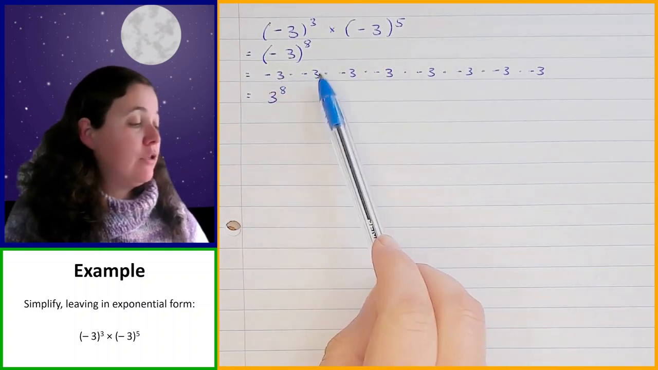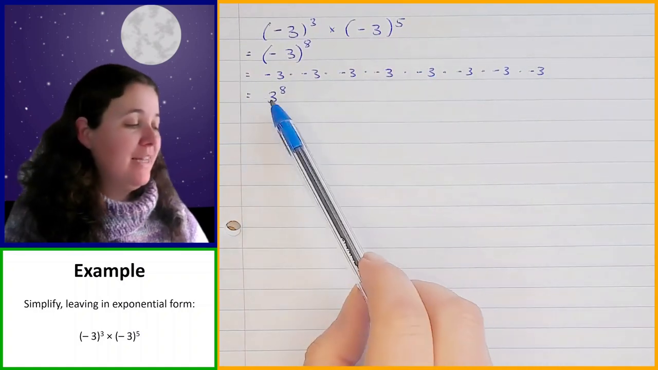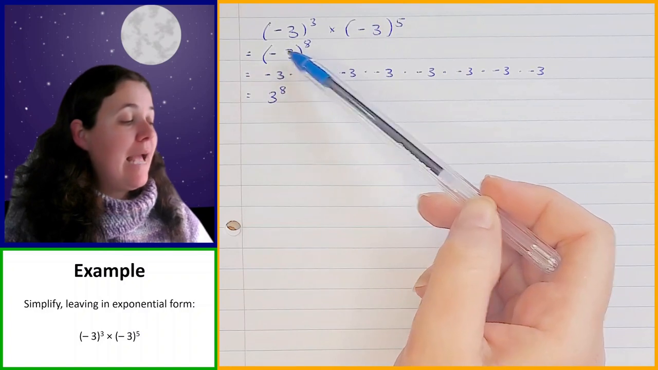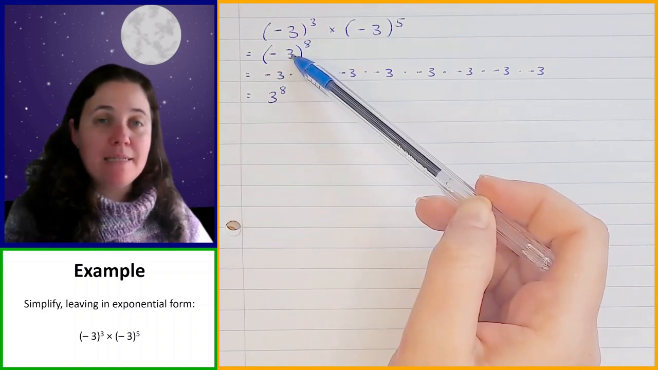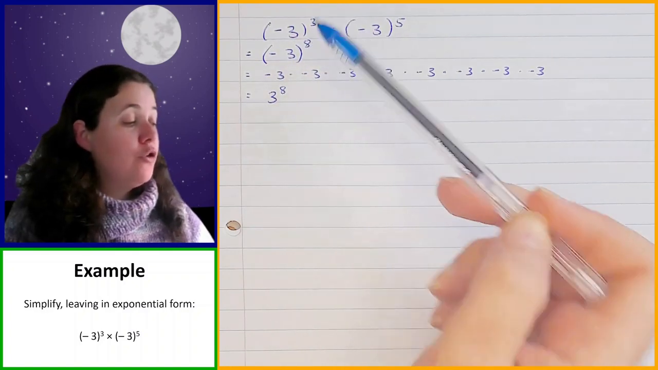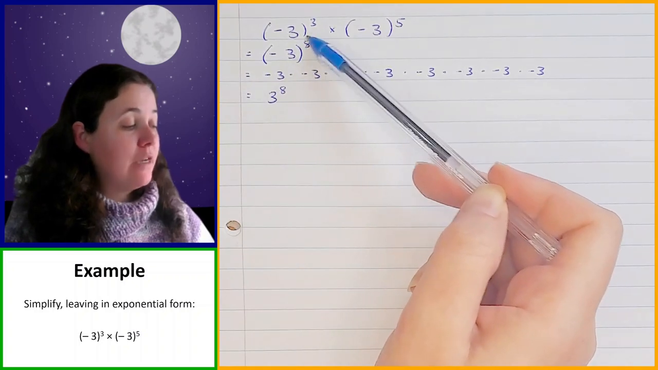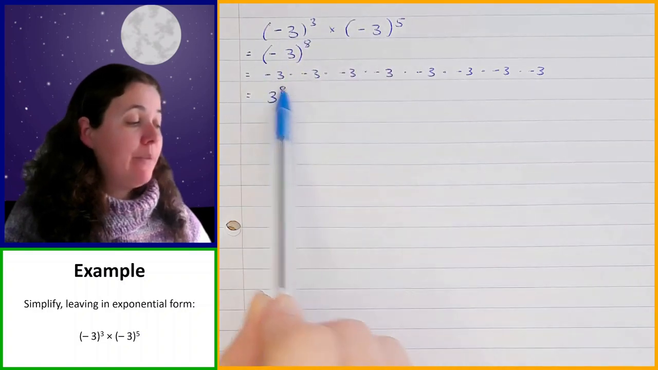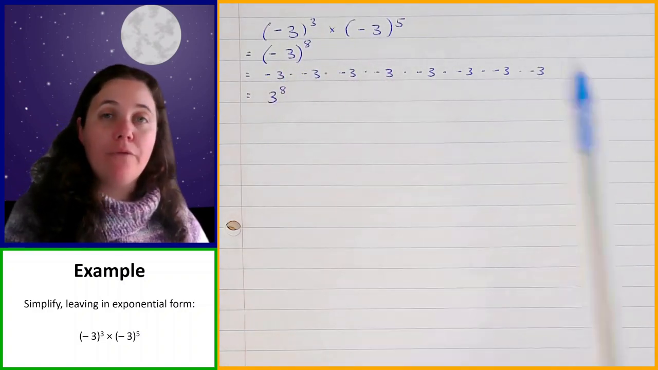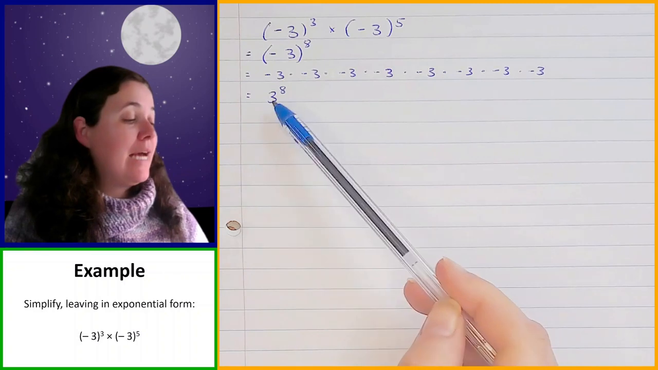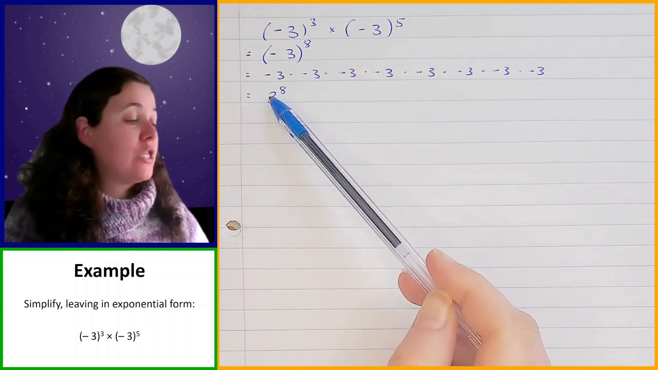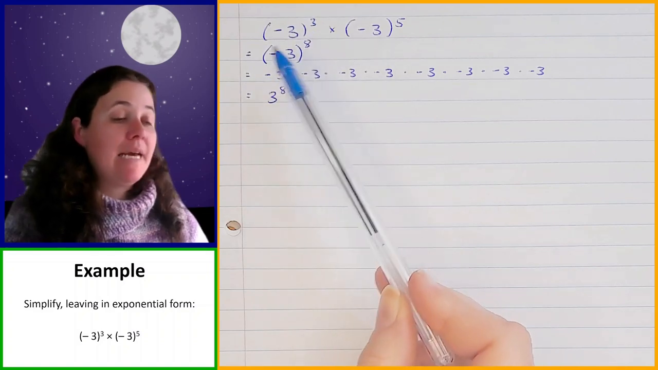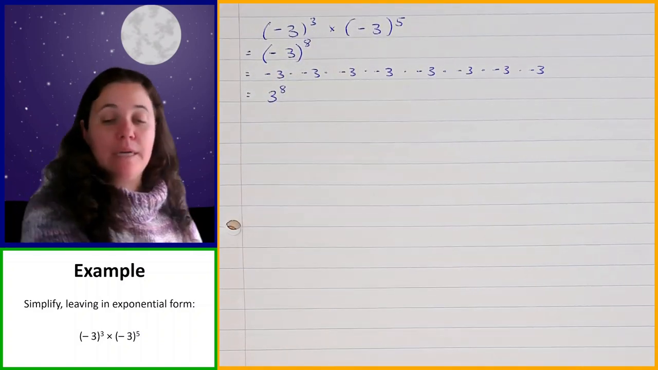And then I just have 3 times 3 times 3 times 3 times 3, 8 times. Okay? So that's going to be 3 to the power of 8. So when you've got a negative as your base, and you've got an exponent, you can actually just look at that exponent and see, is that exponent even or is it odd? Because if it's even, it means we have an even number of negatives that are being multiplied together. And so it's going to end up being positive. And so we can just drop the brackets and we can change it to positive. But if it's odd, it has to stay negative, okay?